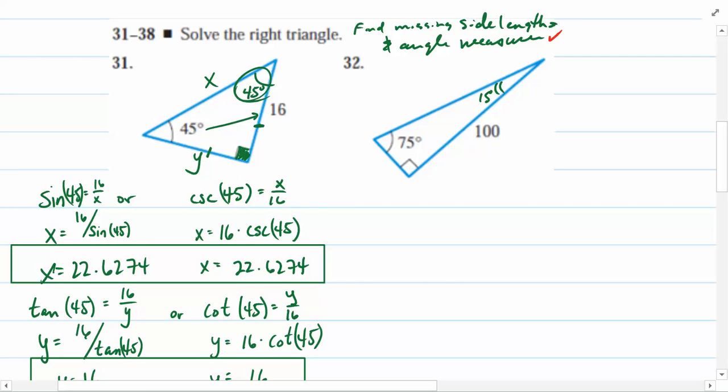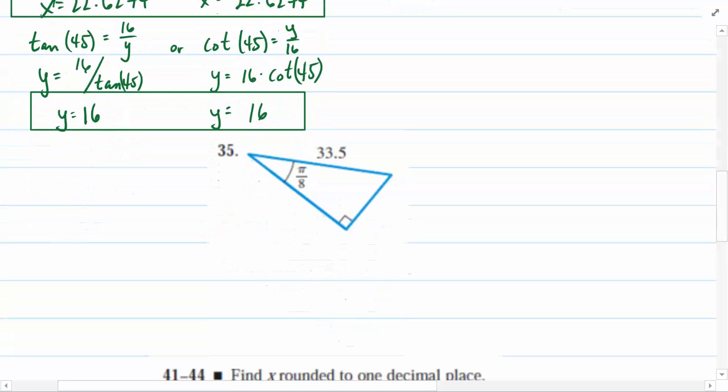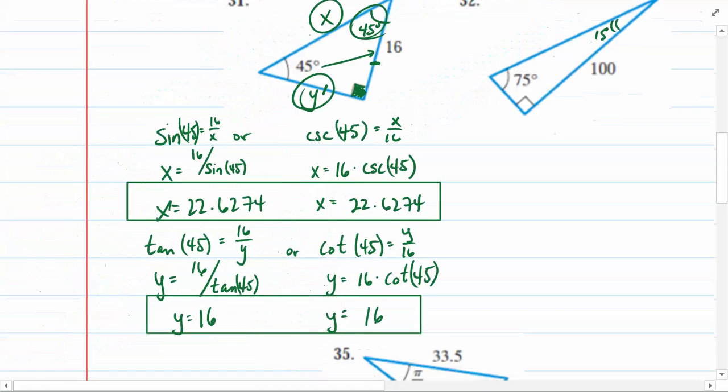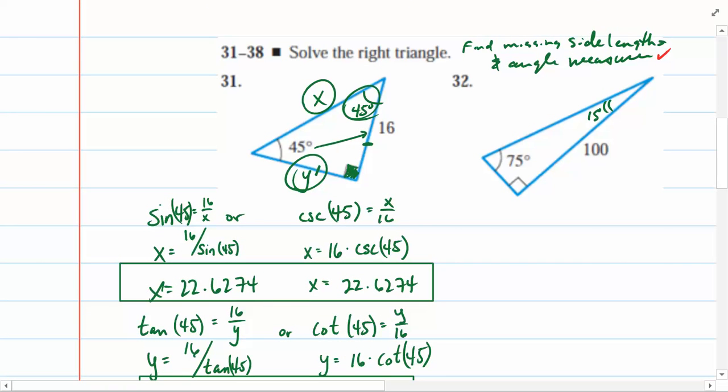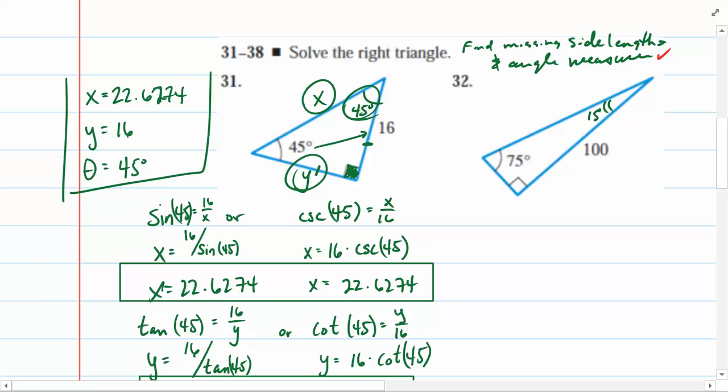We found a missing angle, 45 degrees. We have our two missing sides, x and y. So if we were to summarize that, maybe I would write a little summary block over here off to the side. We would say side length x is equal to 22.6274. We found that y is equal to 16, and I'm going to call this missing angle theta. Since we use Greek letters usually for angle measures, we found that to be 45 degrees. And that would be a good place to write our summary statistics. Those are the three pieces that we needed to find in order to solve this triangle.